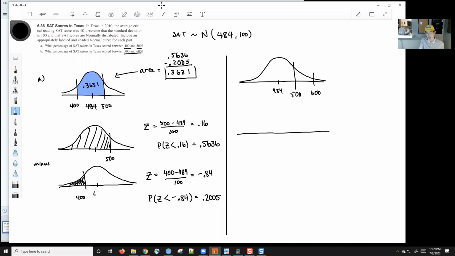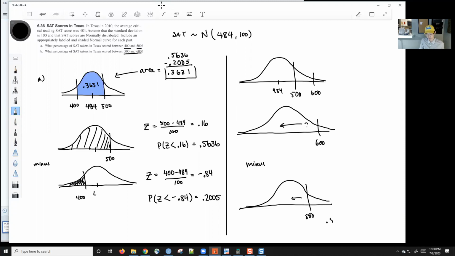So I'm going to find the area to the left of 600, and then we're going to subtract the area to the left of 500. Well, the area to the left of 500, we've already figured out. We could go through the steps again, but this area is 0.5636. This corresponds to z equal to 0.16, so that part's already there.